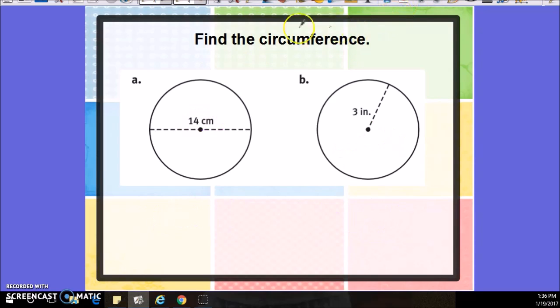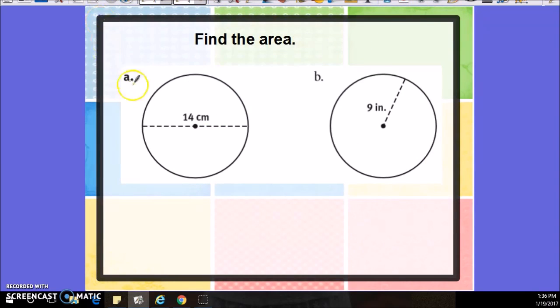Now that we've done the circumference, let's do the area. Find the area of these two circles. What is our formula for area? It's pi times radius squared. For circumference, cherry pies are delicious, which is circumference is equal to pi times diameter. For this one, apple pies are 2, so area is equal to pi times radius squared.